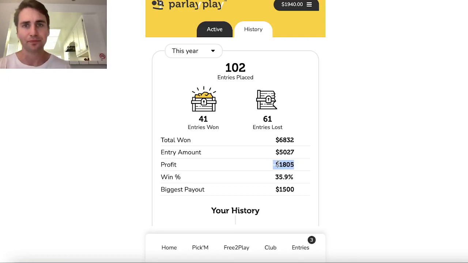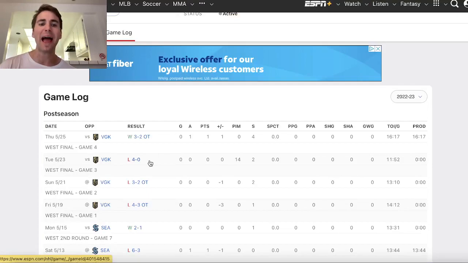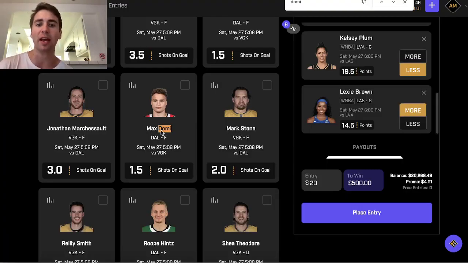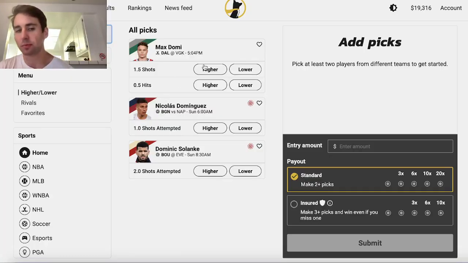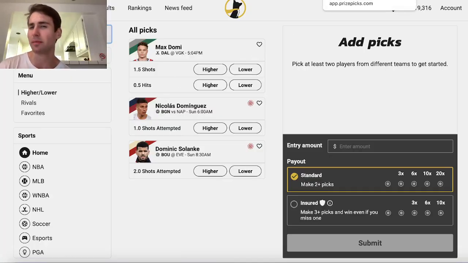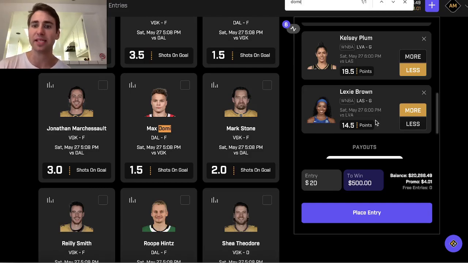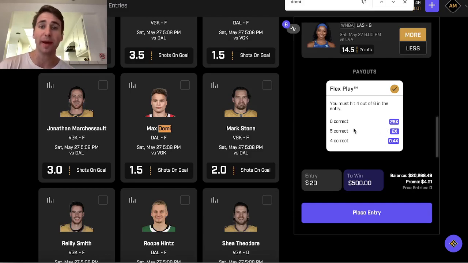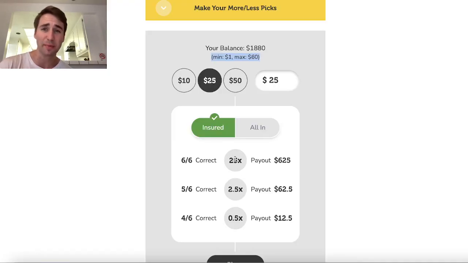I kind of like to explain the strategy, right? How do these platforms work? So as an example, for Max Domi, we're getting his under 2 shots on goal. That's the line we're getting on Parlay Play. Other platforms like Prize Picks and Underdog work in pretty similar ways. Parlay Play is very similar to Prize Picks. If you look at the payouts for a 6-pick entry on Parlay Play, if you go 6 for 6, you get a 25x payout, but Parlay Play has a bit higher of a payout. If you go 5 for 6, you get 2.5x.